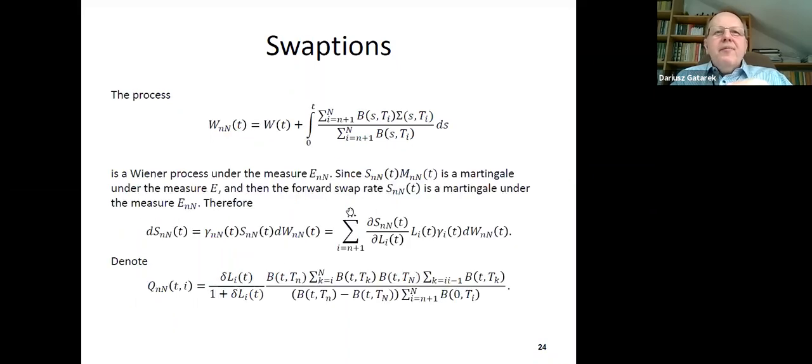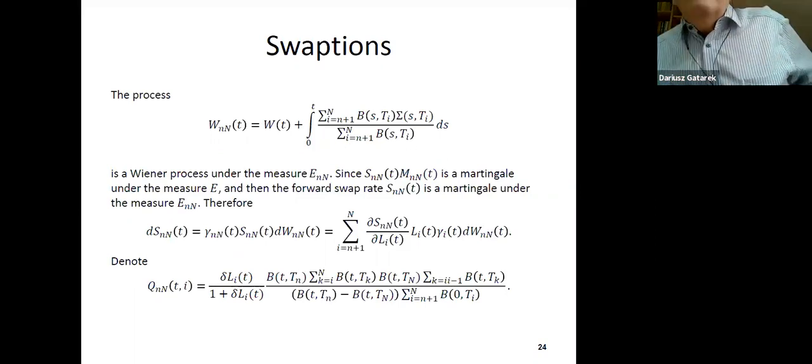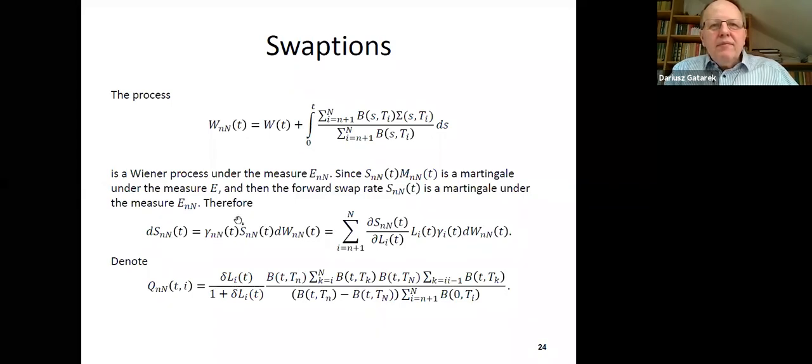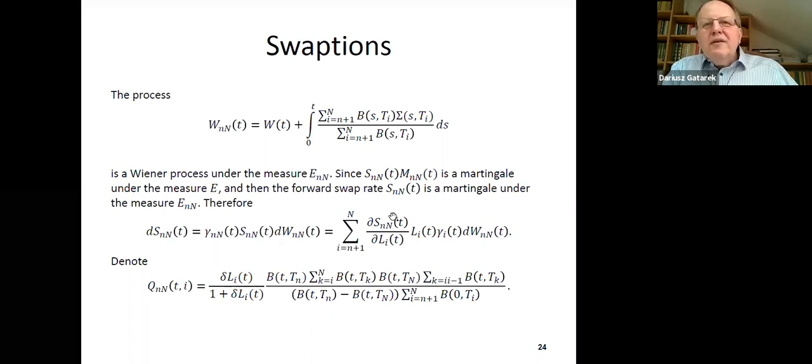Okay, and then the new Wiener process got that ugly form. And again, for the swap rate, we apply the Ito formula. So the dynamics of the swap rate follows. That term, but on the other hand, this is just the Ito formula. So the first derivative of the swap rate with respect to Libor times Libor, blah, blah, blah.